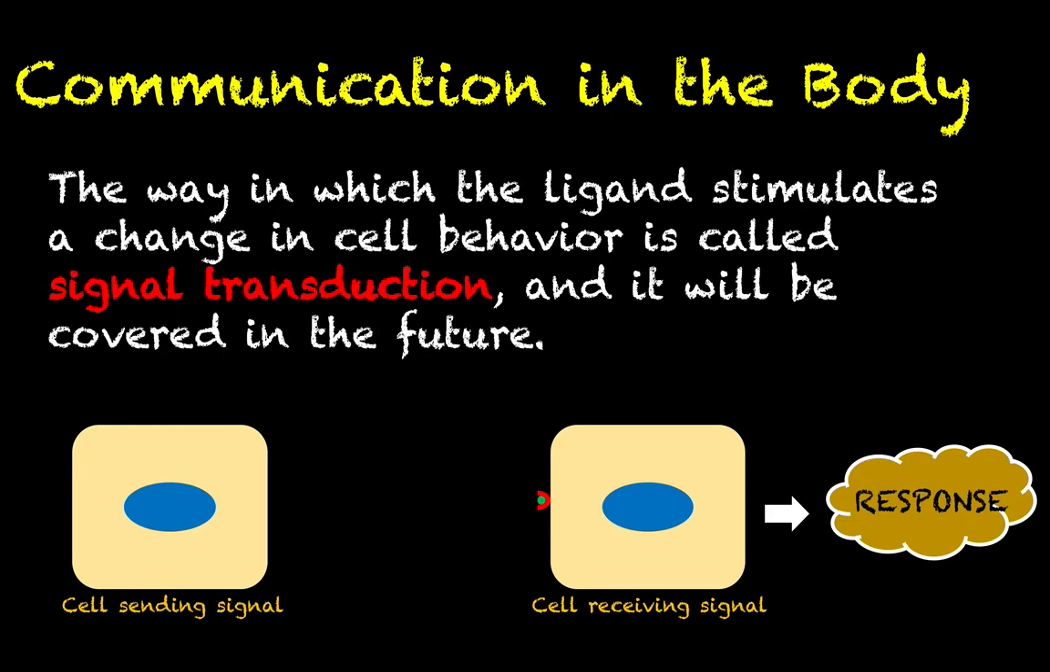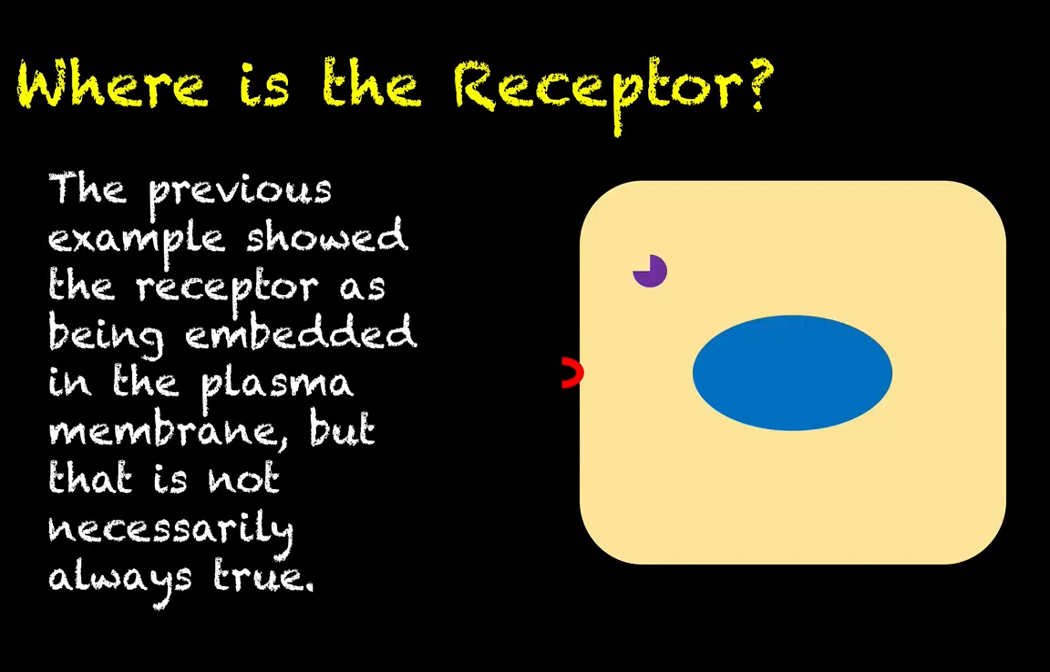I mentioned this before, but the way in which the ligand stimulates the change in cell behavior is called signal transduction. We're not going to cover it in this video, but we will be covering it in the very near future. Now, one last thing I want to clear up here is that in my previous example, I showed you a cell that is a target for a particular signal, and that target cell's receptor was located in the plasma membrane. This is not always going to be the case.